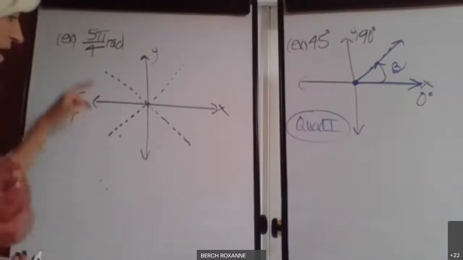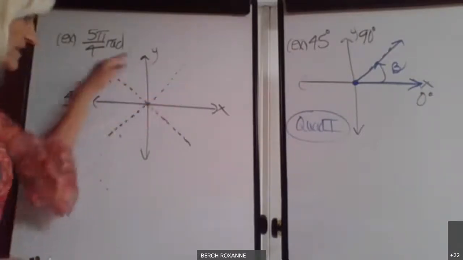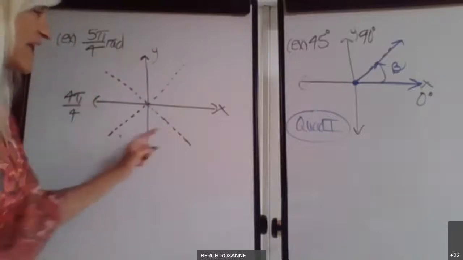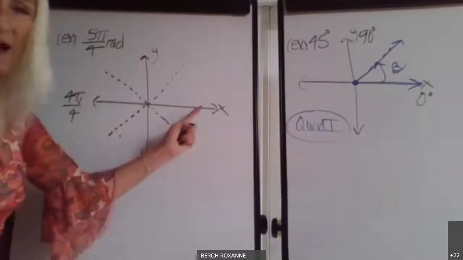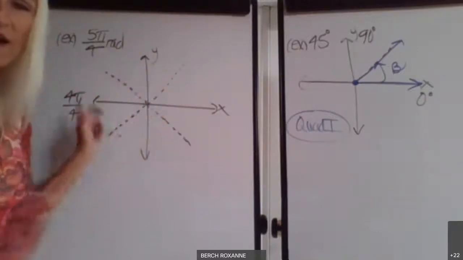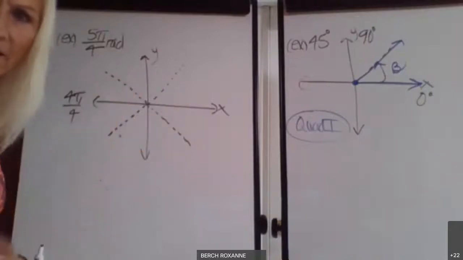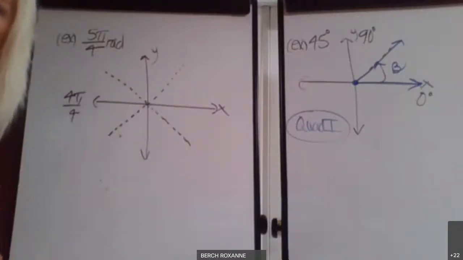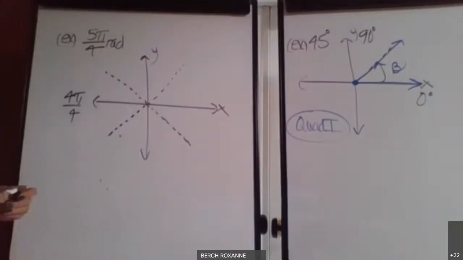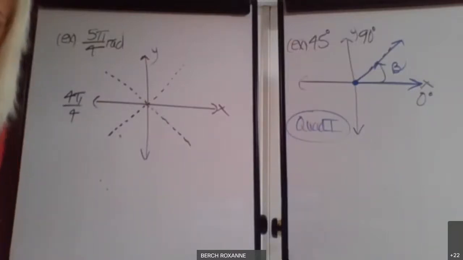5 pi over 4, 6 pi over 4, 7 pi over 4, 8 pi over 4, 9 pi over 4, 10 pi over 4. So you just count like that, however many you need to go. So I think we're ready to do the angle.